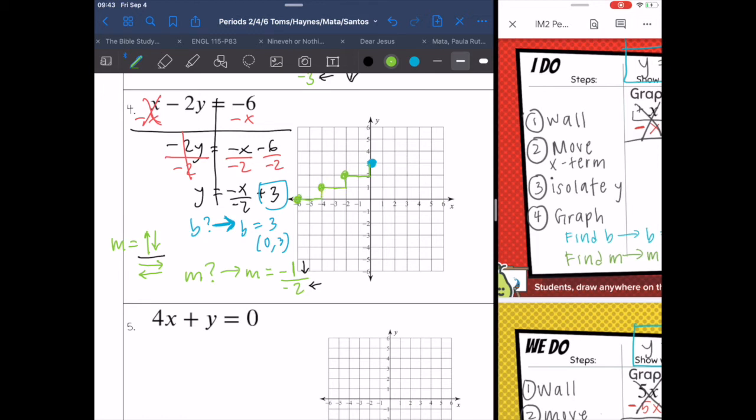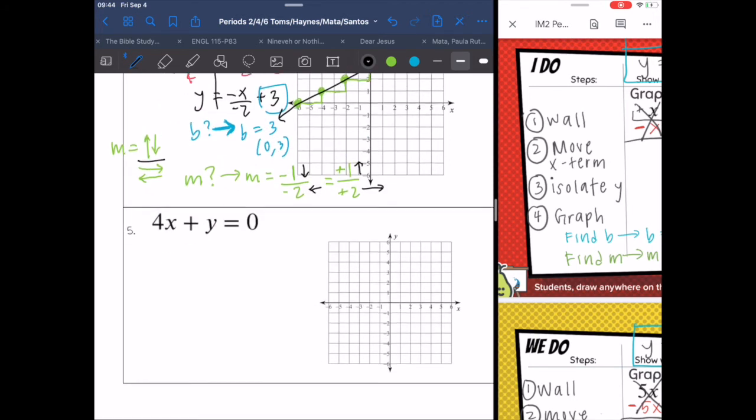Boom. Okay, I can do the opposite way. I can go this way now, okay? So when I do that, I just do the inverse of negative 1, so that's positive 1. And the inverse of negative 2 is positive 2. That means I'm going to go up 1, and then I'm going to go to the right 2 spots. Okay? So I go up 1, right 2, up 1, right 2, up 1, right 2. Boom, boom, boom. So many points. Awesome. Look at that. There we go. Let's go to the next question.